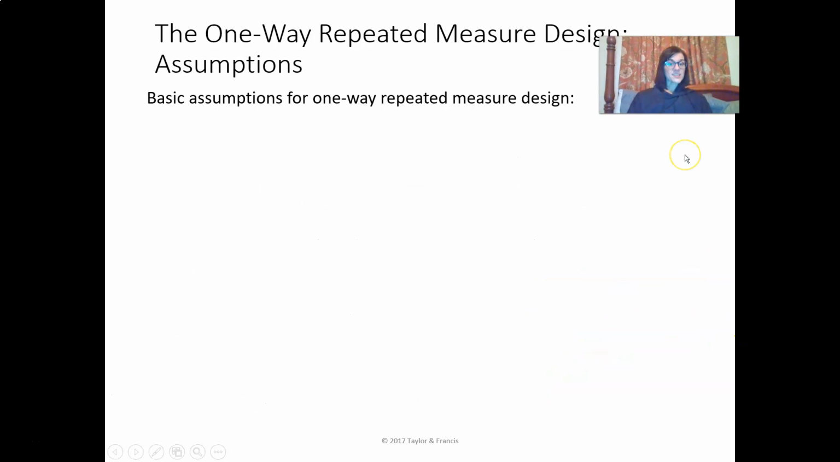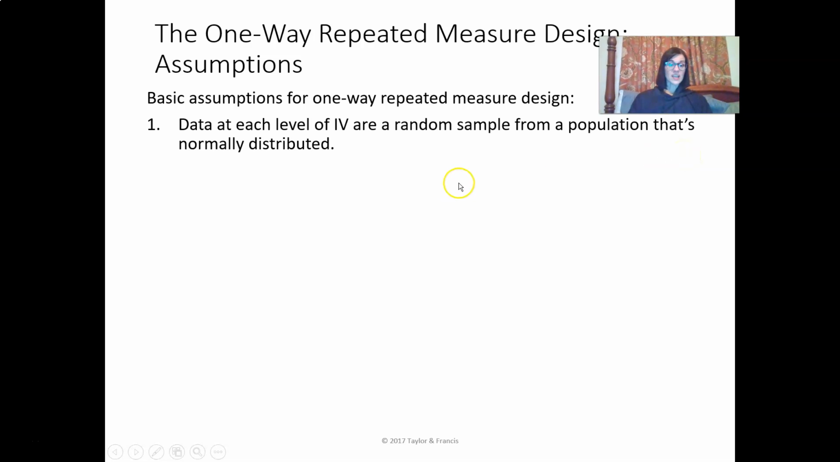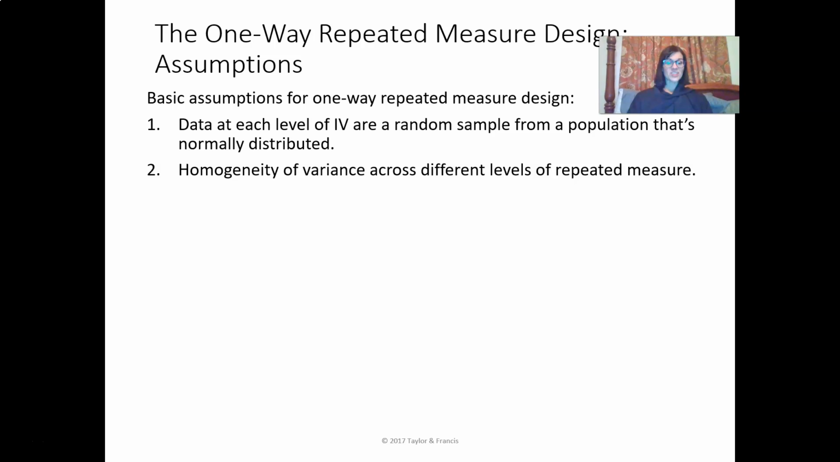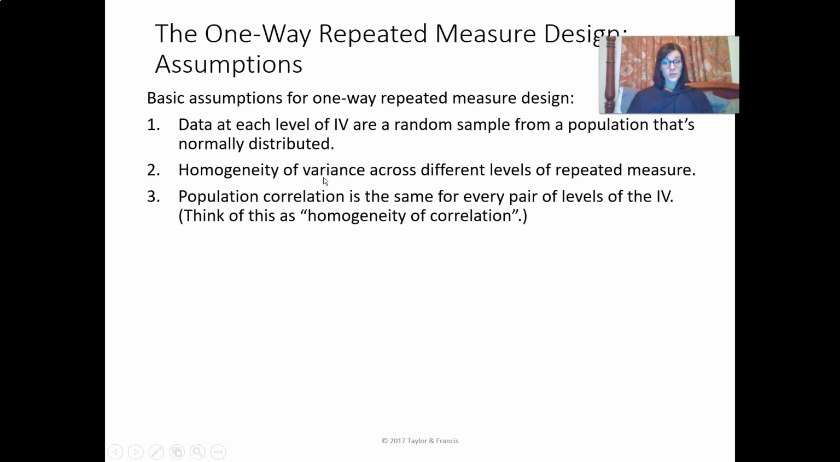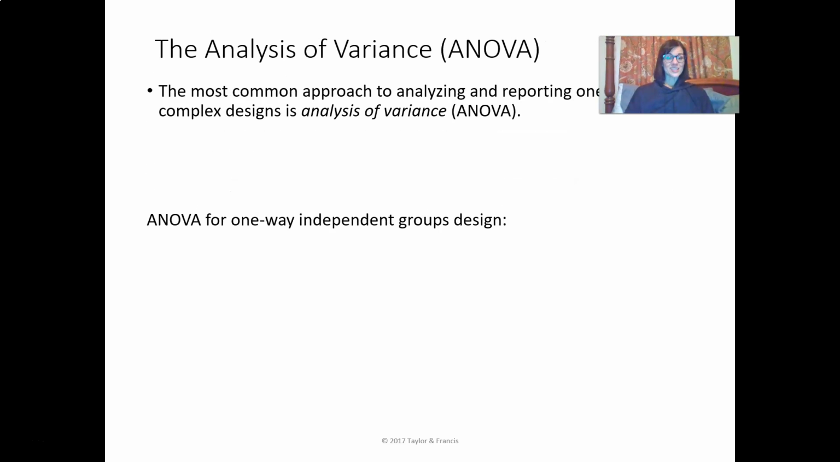So what are our basic assumptions for a one-way repeated measures design? Again, data at each level of the independent variable are going to be a random sample from a population that's normally distributed. We've got our homogeneity of variance, and additionally, since this is within subjects or repeated measures, these should be pretty highly correlated with each other at every level of the independent variable. And in fact, Donahue and colleagues did find that this data, even at the follow-up, is very highly correlated. I believe it was about 0.8, and that's pretty good. That's a good sign.